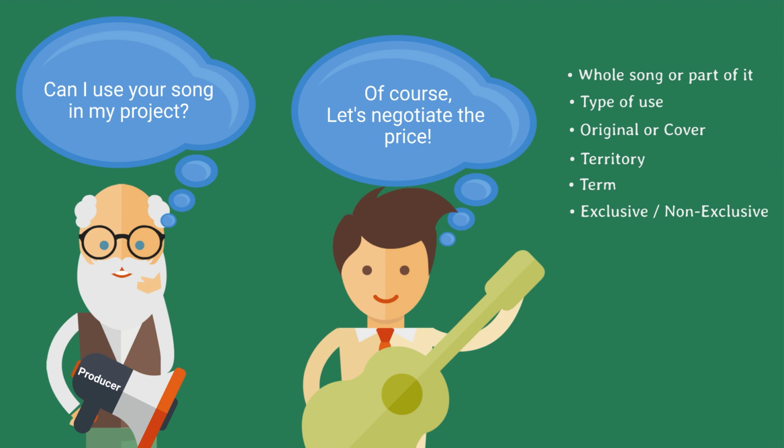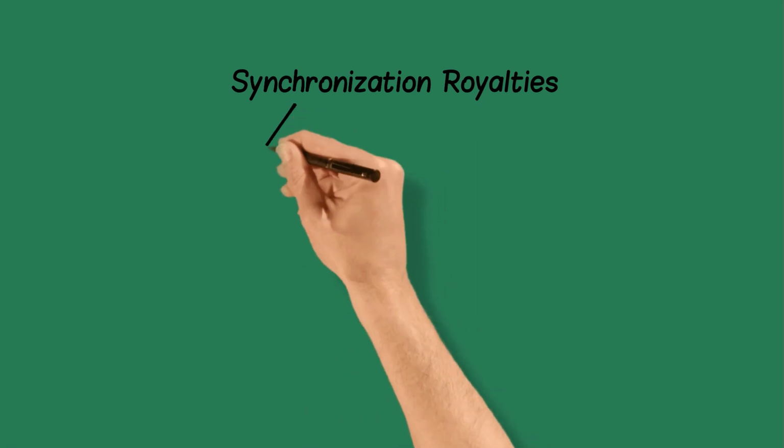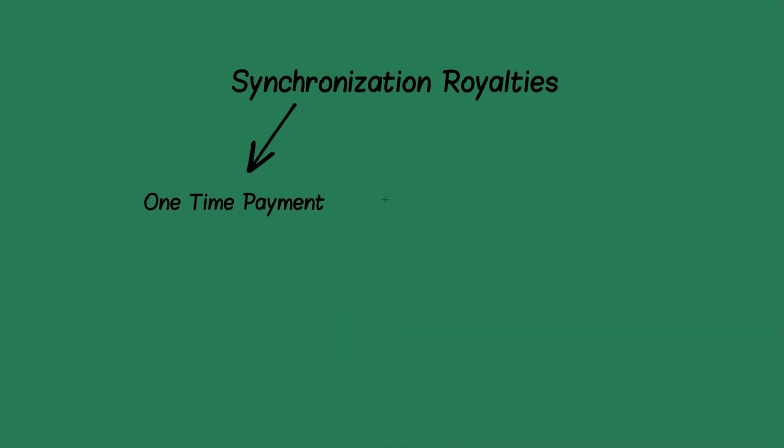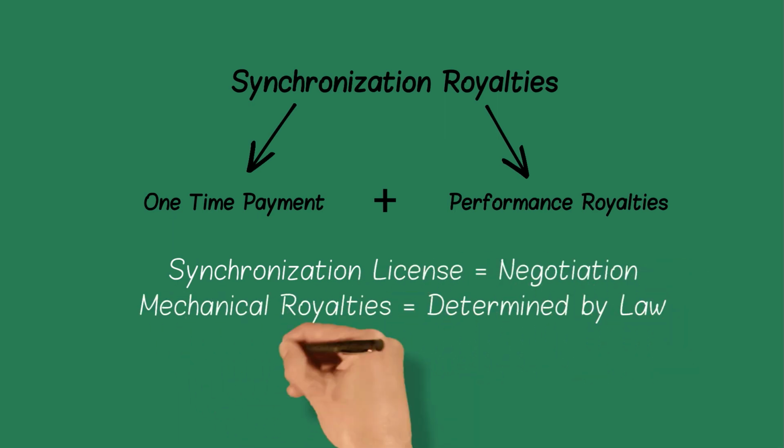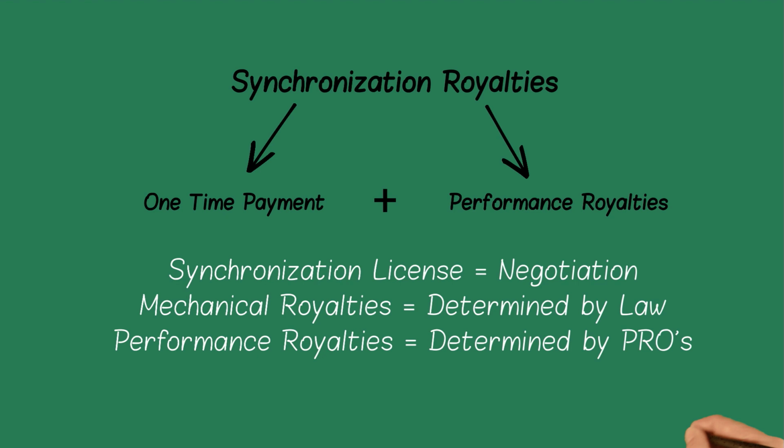Depending on the song and the above-mentioned factors, the cost can range from a small fee for a relatively unknown piece to hundreds of thousands of dollars for a well-known song. Besides the one-time fee the composer will receive, he also is eligible for performance royalties if that piece of work is broadcasted on TV, radio, or the internet. As opposed to the mechanical and performance royalties where the songwriter doesn't have the freedom to negotiate the rate, with the synchronization license he has the complete freedom of negotiation.